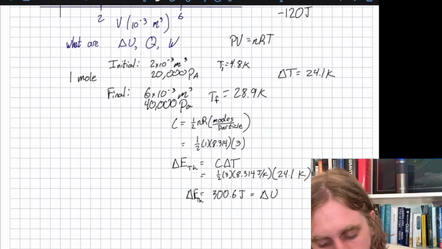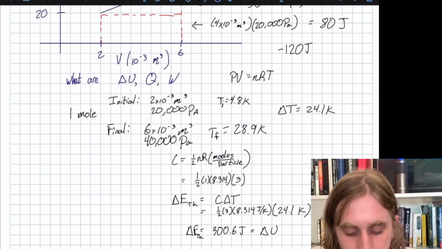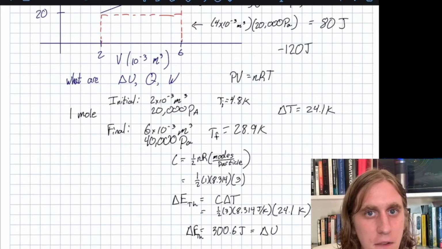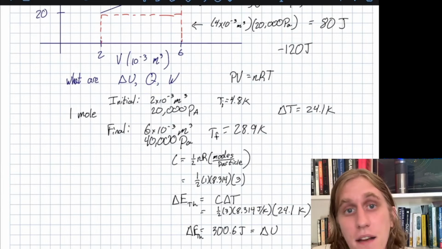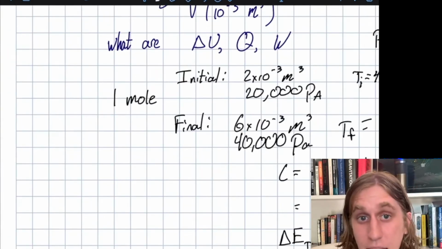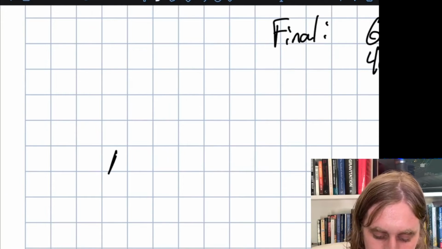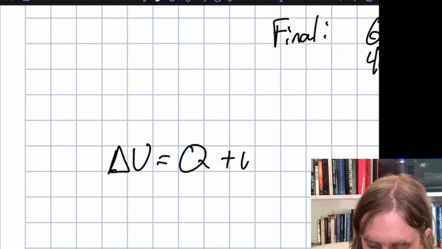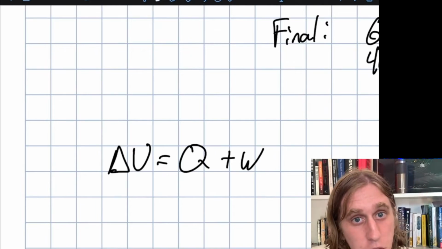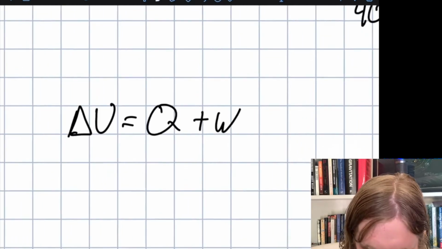The last thing we'd want to calculate is Q, the heat that goes into or out of the gas during the process. Q is not a state function, so how can we compute it if we only know things about the state of the gas? Well, we can because of the basic equation of thermodynamics. It just says that delta U is equal to Q plus W. We've already calculated delta U and W for this case, so we can just solve for Q.